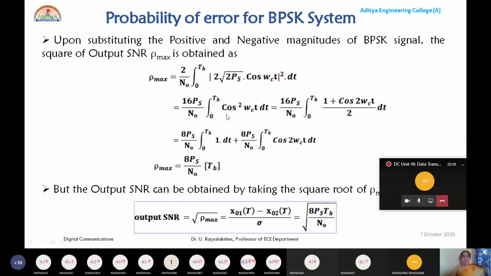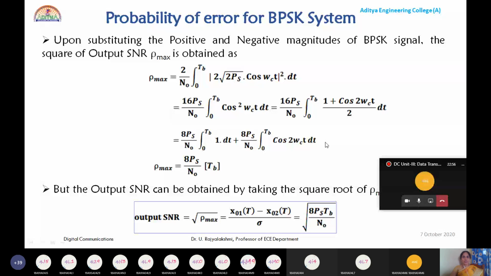Integral 0 to TB, cos square omega CT dt. So it is equal to 16 PS by N naught integral 0 to TB. Cos square you can replace with the help of the trigonometric expression as 1 plus cos 2 omega CT divided by 2, dt. Now if you observe this term, 1 by 2 is a DC component and cos 2 omega CT is a higher frequency component.